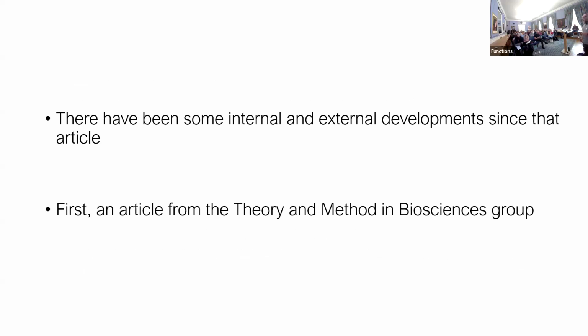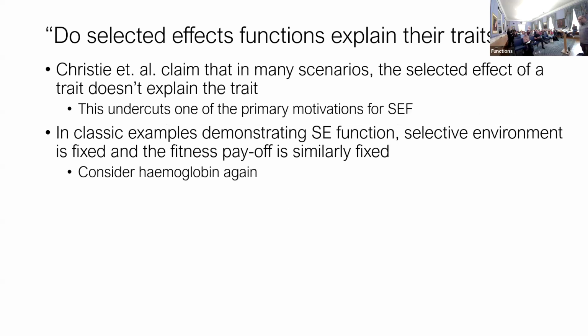Okay, so first I'm going to talk about an article that comes from Paul Griffiths' lab at the University of Sydney, the Theory and Method in Biosciences group. This is a target article in a special issue that I'm curating, and there are people in the audience today who are contributing to it. So here's the main thrust of the article in question. Joshua Christie et al. claim that in many real-life selective scenarios that we see in the biological world, it turns out that selected effect functions do not explain the presence of their traits. And of course, as I pointed out at the start, that's one of the most important motivations for the view in the first place. So it's quite a problem.